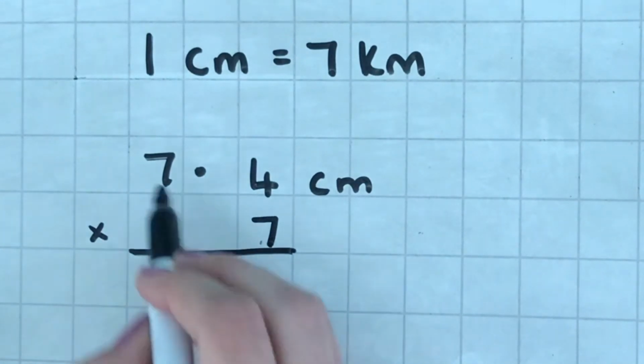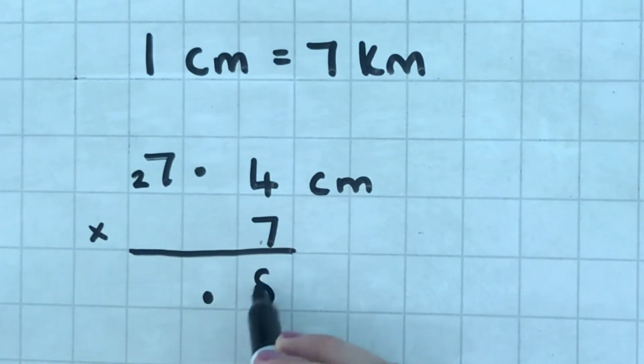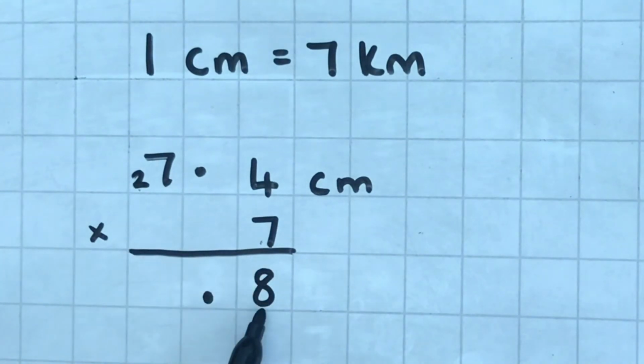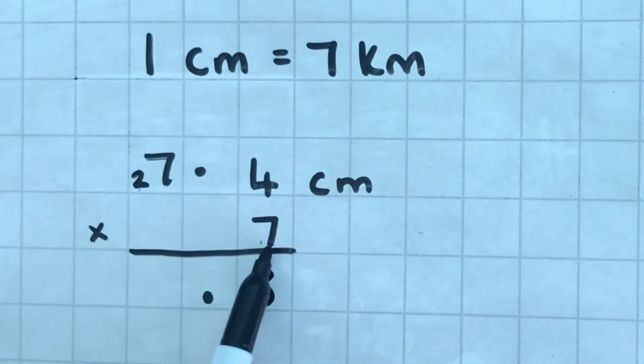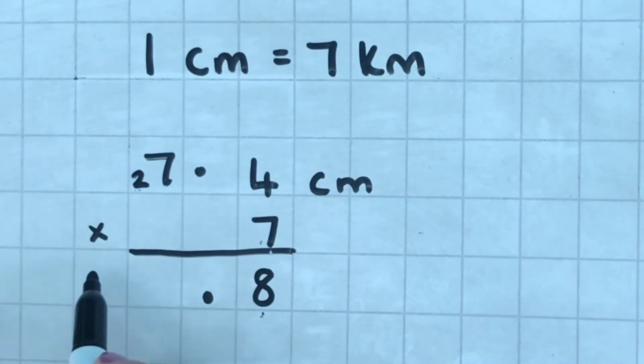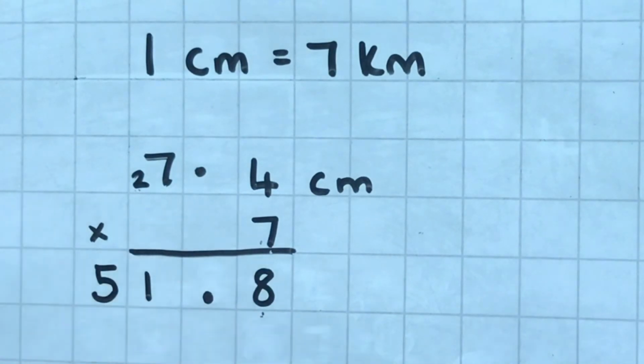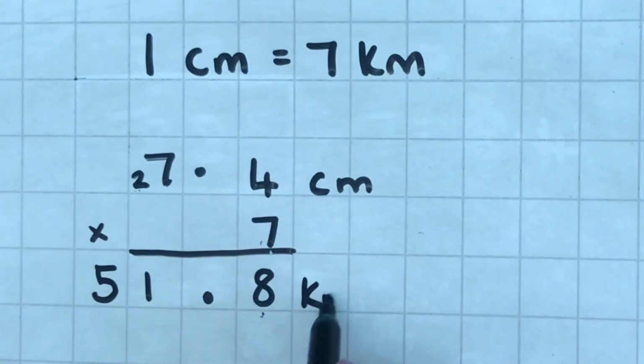So 4 times 7 is 28. Carry over your 2, write down your 8. 7 times 7 is 49, plus 2 equals 51. So your answer to number 9 is 51.8 kilometres.